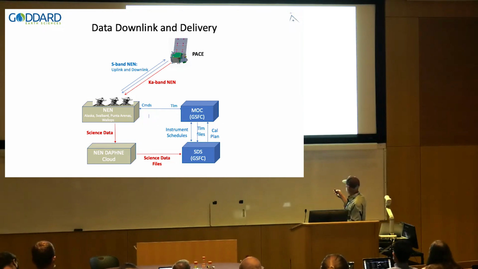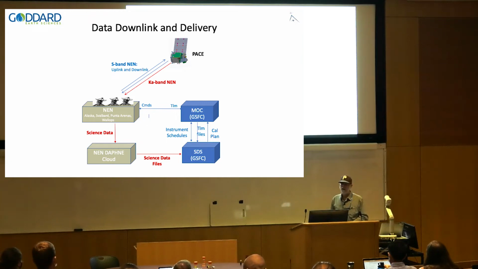In parallel with that, the telemetry are sent to the Mission Operations Center, who actually operates the spacecraft. They're the ones that are most interested in the spacecraft telemetry, but they also make the telemetry available to the science data segment. And of course, as part of the planning process, we provide plans and schedules to the MOC, which are then uplinked to the spacecraft also on S-band. So that's a real short description of how the data gets from the spacecraft to Goddard.